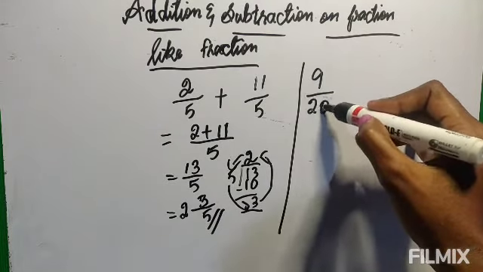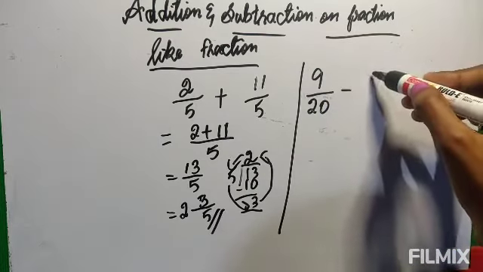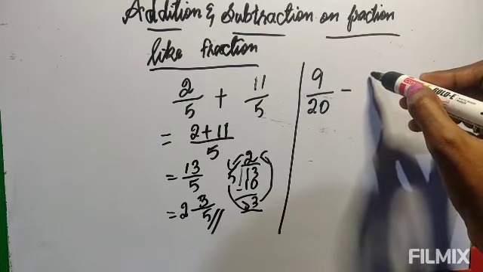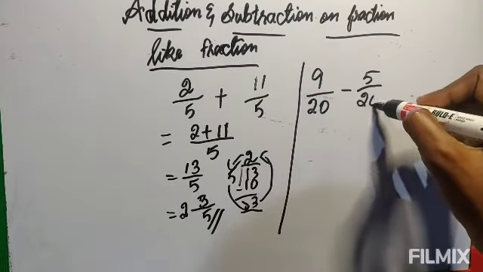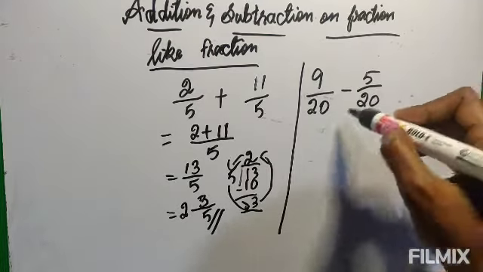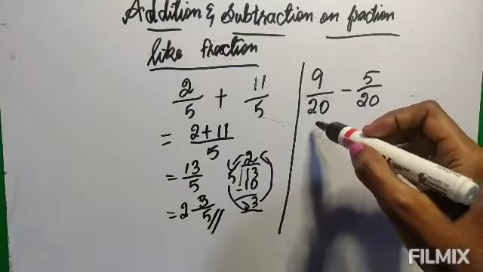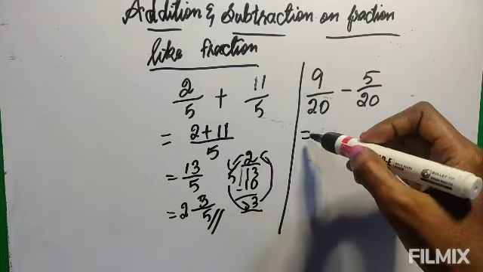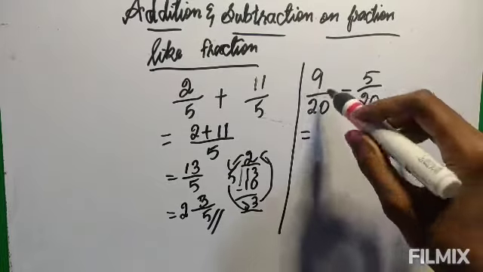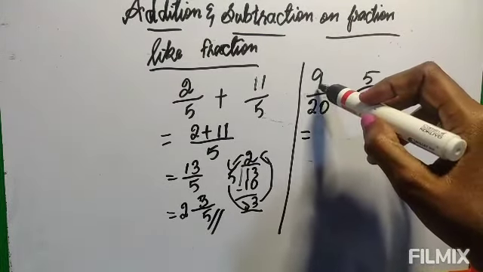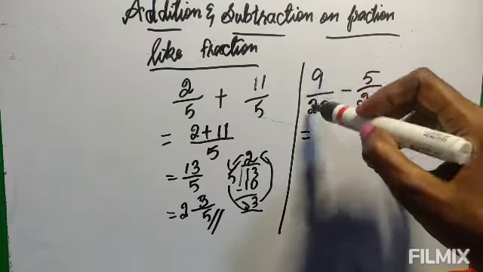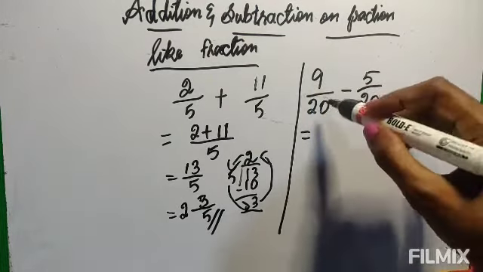Okay, let's check one subtraction. 9 by 20 minus 5 by 20. Both have the same denominator, so these are like fractions, so you can subtract now. To subtract, you must see that the bigger fraction must be first. So here 9 is the bigger one, so that is first.